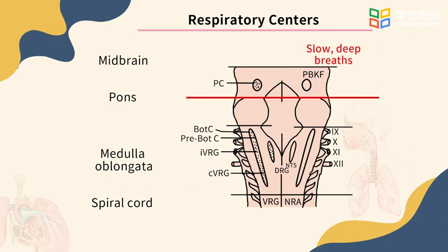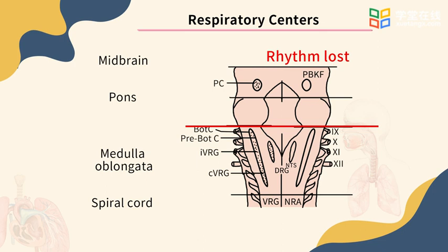However, if the cross-cut was in the middle of pons, the breath became slow and deep, meaning that the upper part of pons was the pneumotaxic center, PC. Next, they cut between the pons and the medulla oblongata. Breathing was still present, but lost its rhythm, suggesting that the basic respiratory rhythm was controlled by the medulla oblongata. Finally, if the cross-cut was placed between the medulla oblongata and the spinal cord, respiration ceased.